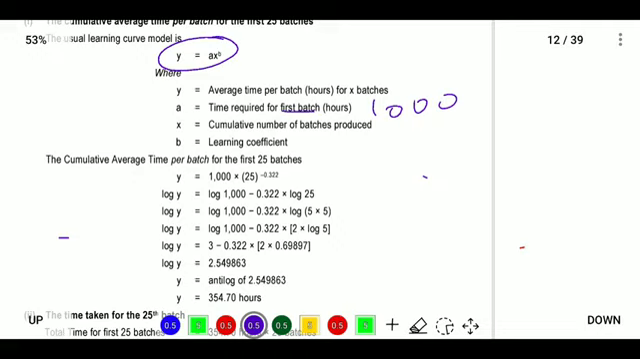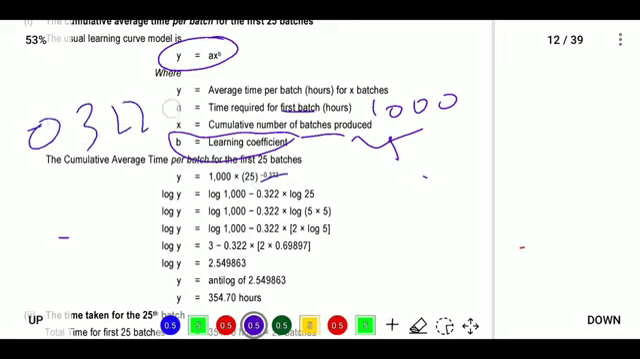Now we are in the 25th batch. The learning coefficient they provided is minus 0.322. So y is equal to 1000 into 25 to the power of minus 0.322.